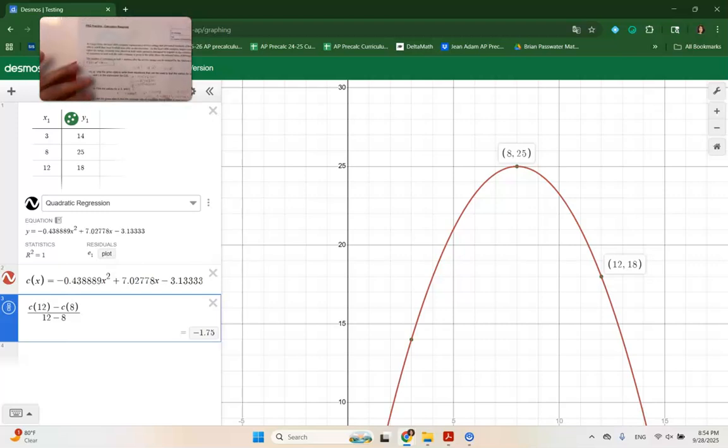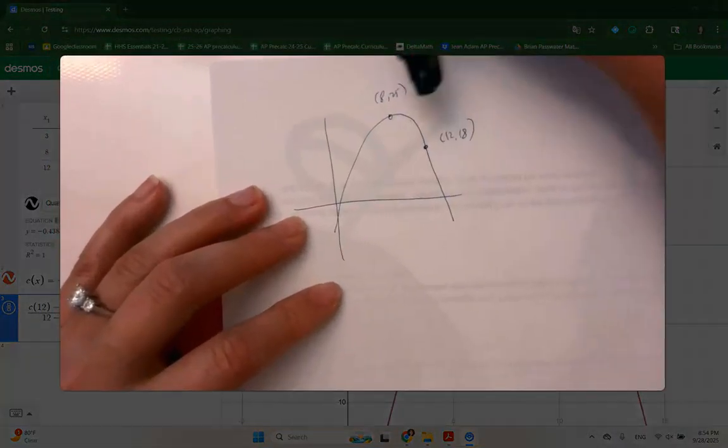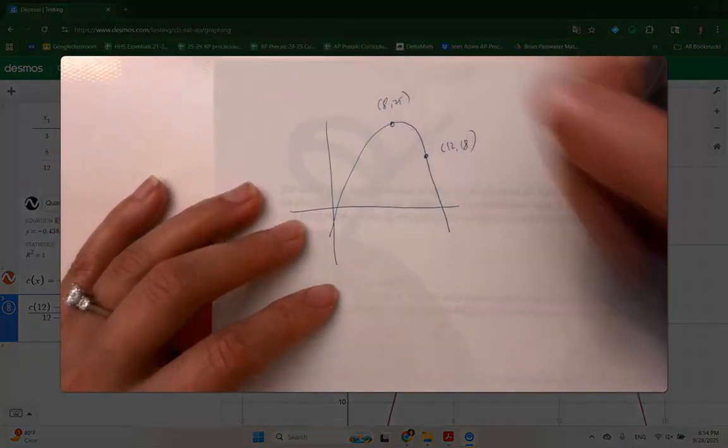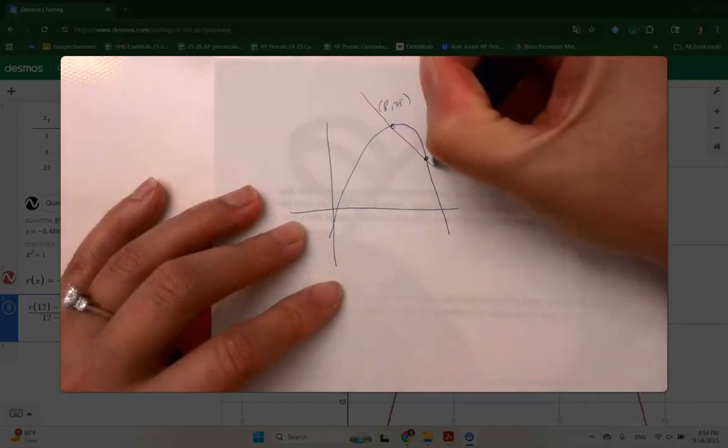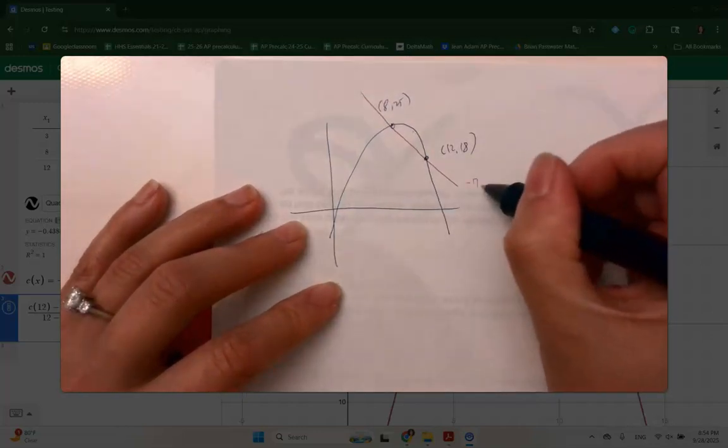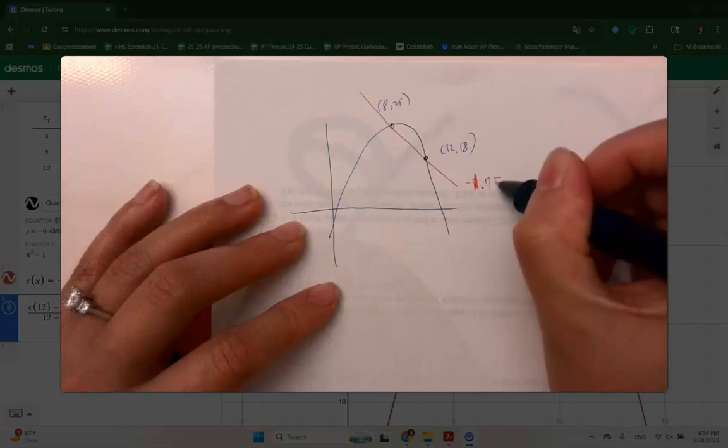Give me 1 second. I need my paper. So that was 8, 25, and this was 12, 18. Okay, so hopefully the transition is working. There you go. There's my graph. What I did was find the slope of a line that connects those two, and the slope was negative 1.75.